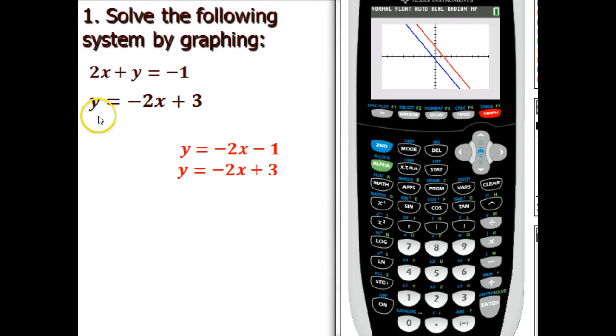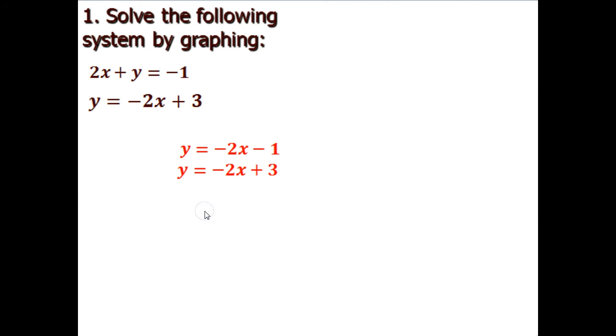So we're looking for the value in which, where they cross, they intersect. But what you notice here is they both have the same slope of negative 2. So that means these two lines are parallel. They will never intersect. So there is not a solution on this one that will work for it.